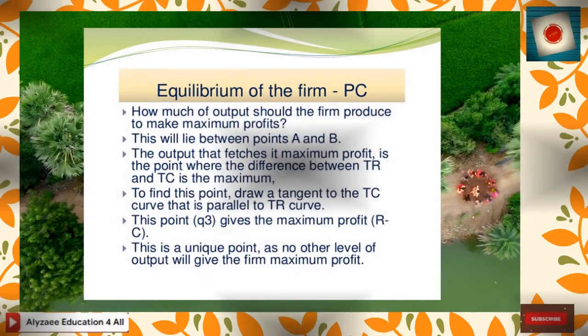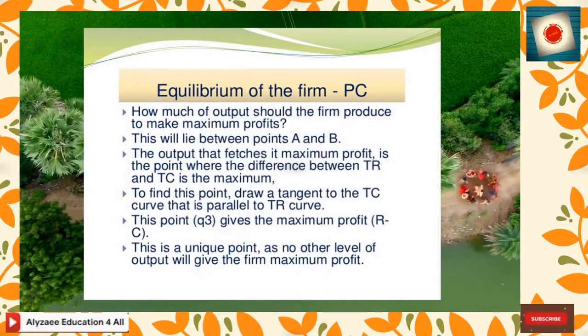You see how much output the firm should produce to make maximum profits, and this will lie between points A and B. The output that fetches maximum profit is the point where the difference between total revenue and total cost is maximum. To find this point, draw a tangent to the total cost curve that is parallel to the total revenue curve.